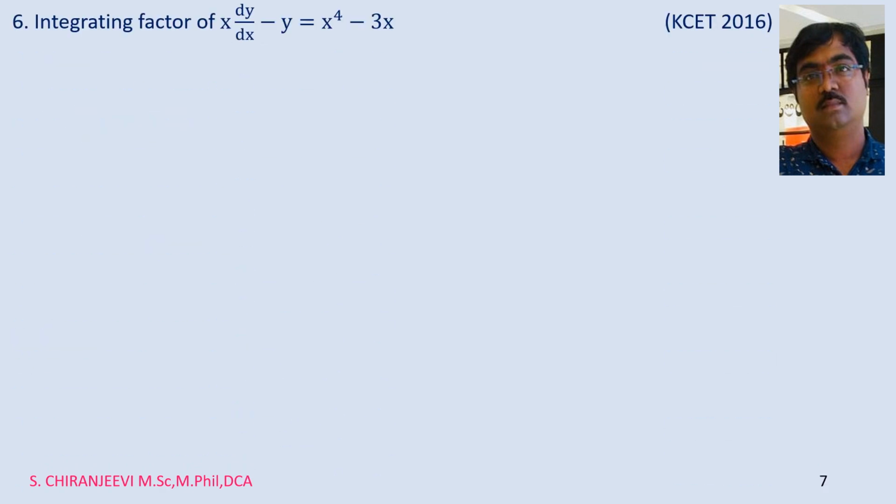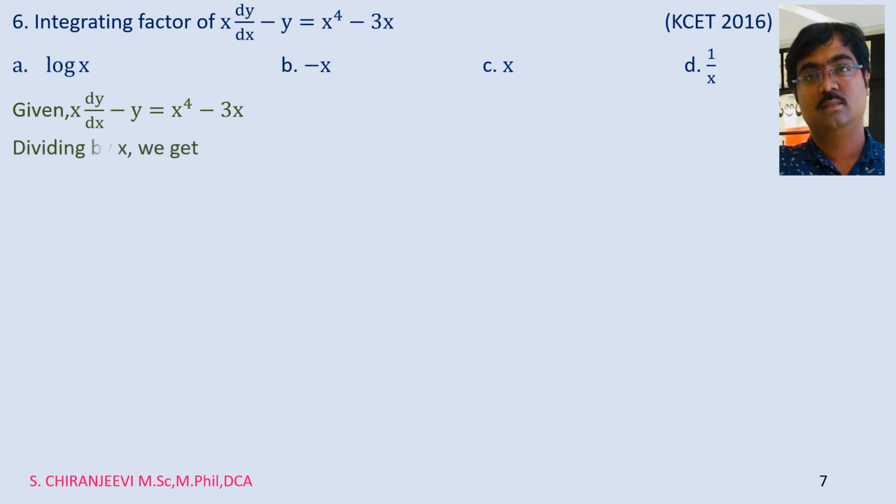So now the next problem, integrating factor of x into dy by dx minus y equal to x power 4 minus 3x, which is asked in the year 2016. Options are given below. Given x into dy by dx minus y equal to x power 4 minus 3x. Dividing by x, we get dy by dx minus y by x equal to x cube minus 3. So where p value is minus 1 by x.